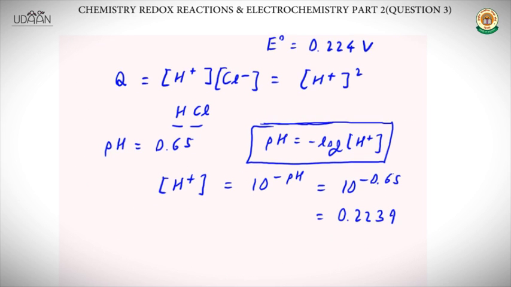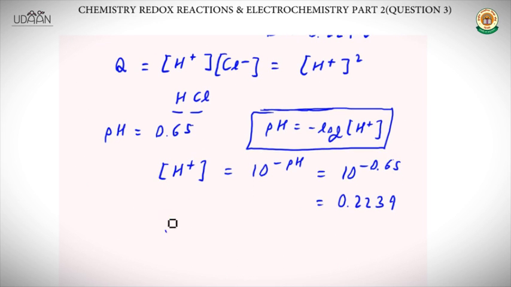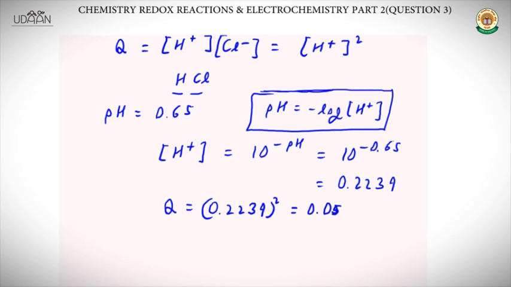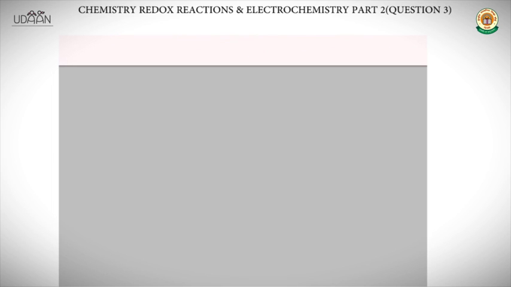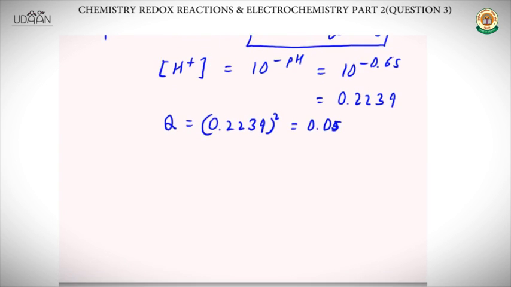Now we can square this to get the value of Q. Q is H plus squared, as we had derived earlier. 0.2239 whole squared gives us 0.05. Now we need to calculate the electrode potential of the cell, and to calculate it we know the Nernst equation gives us the relation between the electrode potential, the quotient ratio and the standard electrode potential. Hence we'll use the Nernst equation here.